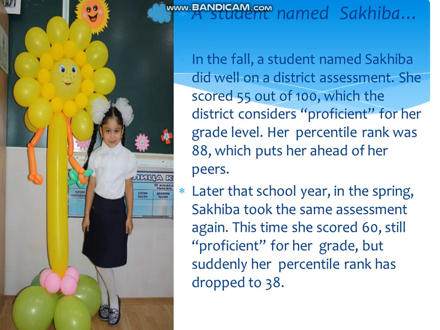In the fall, a student named Sahiba did well on a district assessment. She scored 55 out of 100, which the district considers proficient for her grade level. And her percentile rank was 88, which puts her ahead of her peers. Later that school year in the spring, Sahiba took the same assessment again, and this time she scored 60, still proficient for her grade, but suddenly her percentile rank dropped to 38.